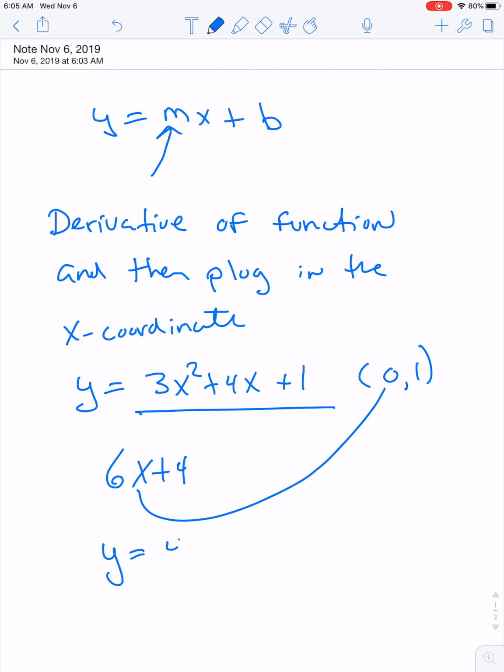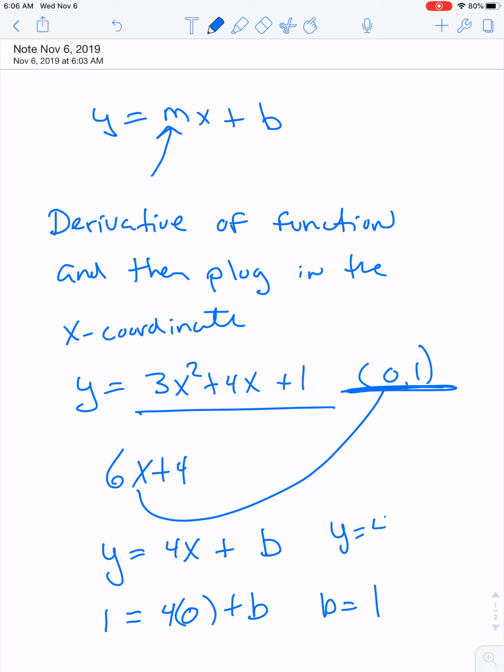So you know your equation is y equals 4x plus some value of b. Well, this is an ordered pair on this line because it passes through this point. So plug in 1 for y and 0 for x and solve for b. You get b equals 1. So then we get y equals 4x plus 1. So you can use that same method for 9 and 10.